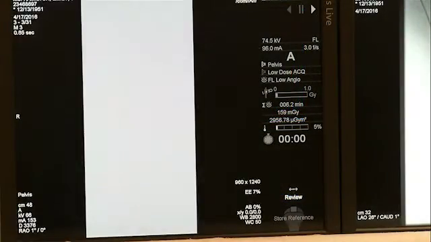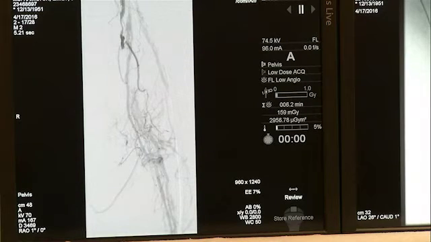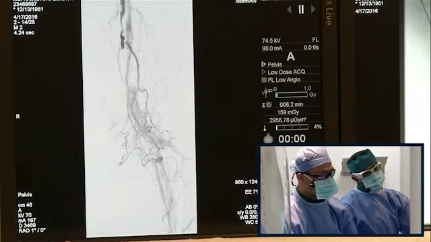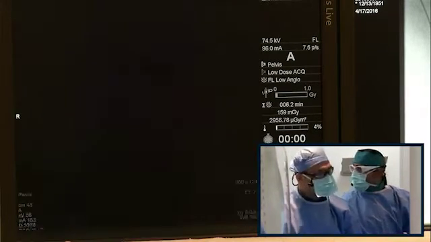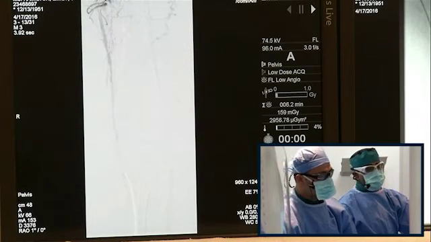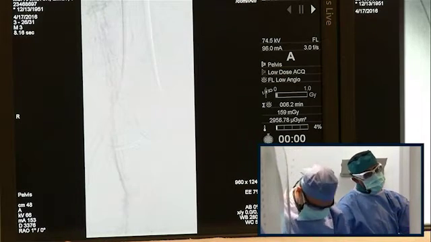So this is the picture now. Right here, we put the sheath into the SFA, and basically the lesion, if you will, is right there, about 15 centimeters. The reconstitution is right at the level of Hunter's canal. There is a collateral right near where the occlusion is. And then this is the popliteal area. I think this picture is a little bit better than the other ones. You can see the pop reconstitution. There may be a fistula down there.